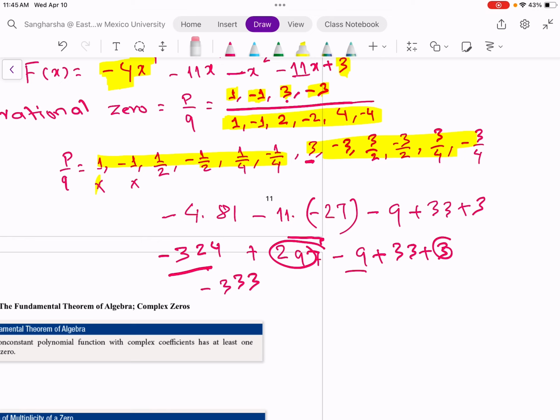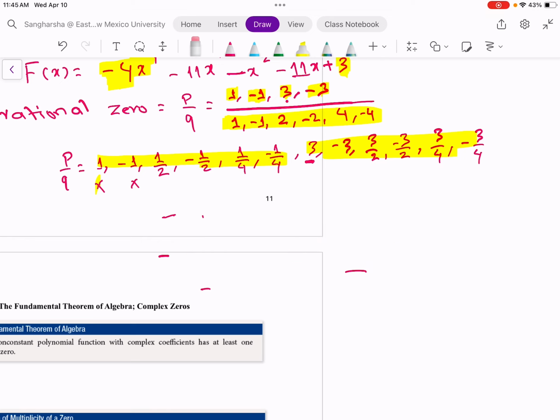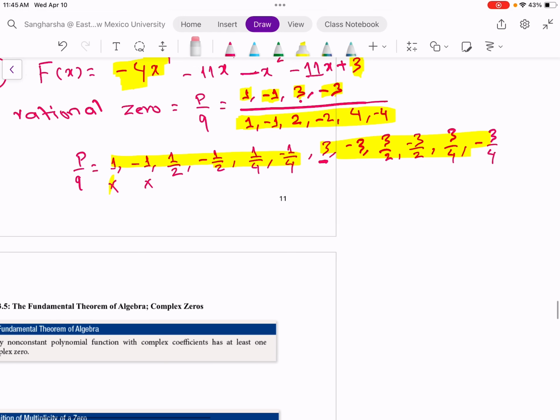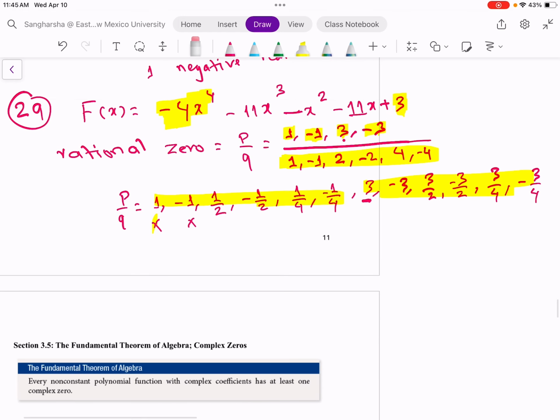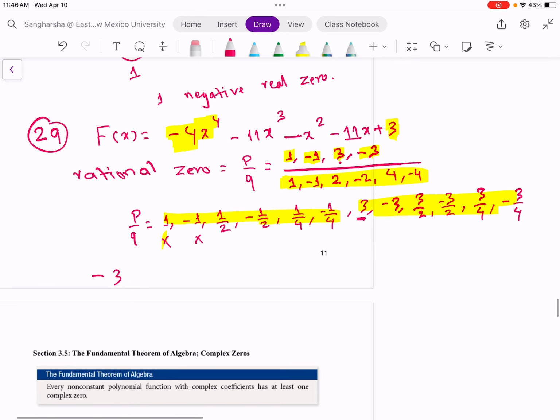Finally we got it. Now negative 3 is a real 0, so we use that negative 3 and use synthetic division and factorize this function. Does anyone have a question about how we choose negative 3? It's going to take time. You choose a number and substitute for every x, and if you get output 0, then you choose that number. So we divide this function using synthetic division.